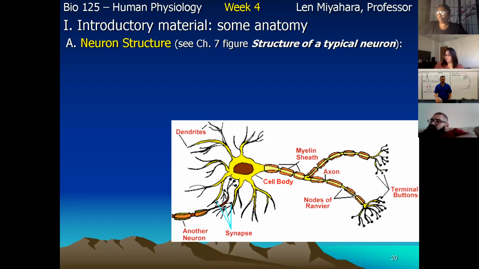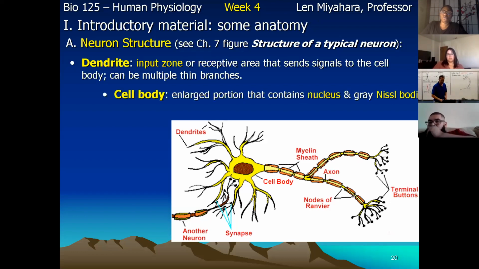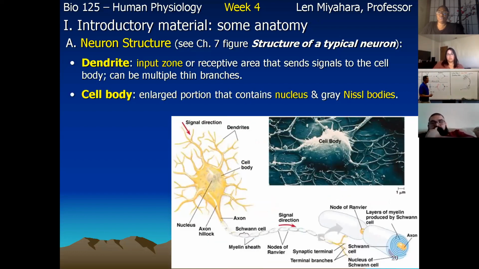Multipolar neurons. And multipolar neurons are written up here on the whiteboard. It's also in this figure. Each of those dendrites is a pole. So on a multipolar, we have a whole bunch of dendrites. And it says their input zone. I want you to change something for me in just a second.